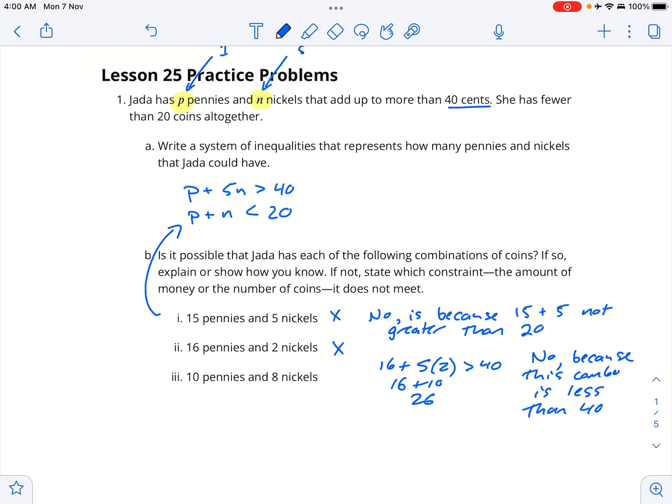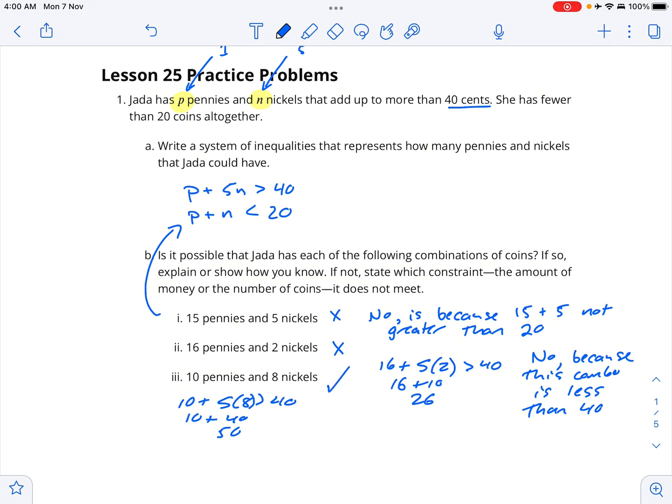And then last, 10 pennies and 8 nickels. It works for the second one. For the first one, we could go ahead and work it out. 10 plus 5 times 8. Is that going to be greater than 40? Sure is. 10 plus 40 is 50. 50 is greater than 40, so that would be a yes.